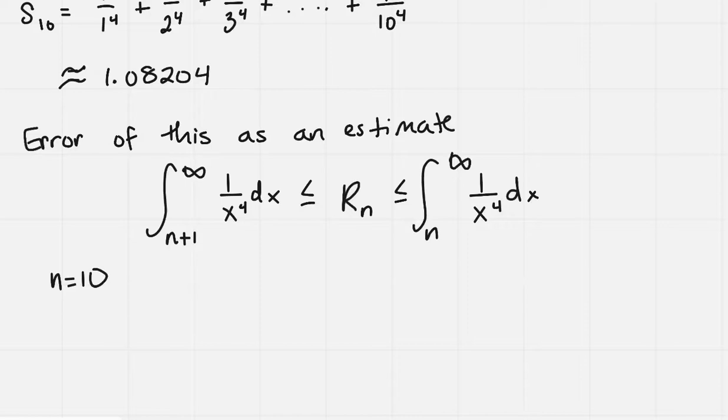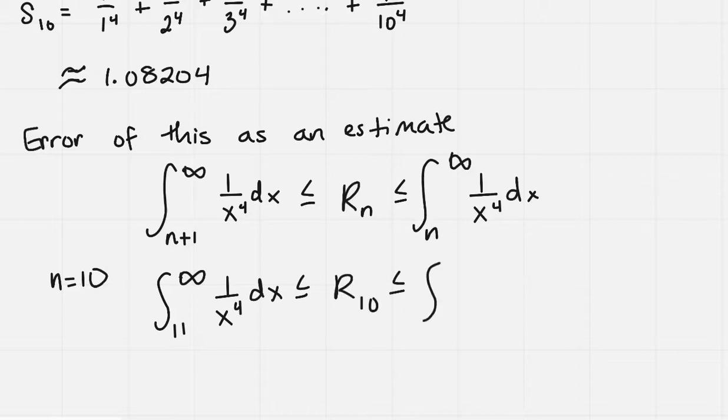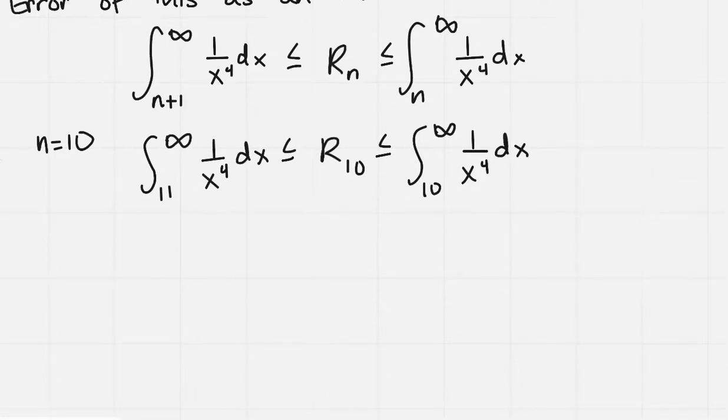So if n is 10, then this becomes the integral from 11 to infinity of 1 over x to the fourth dx, which is less than or equal to the remainder. So the remainder at 10, r sub 10, is less than or equal to the integral from 10 to infinity of 1 over x to the fourth dx. So I just let n be 10 everywhere. And now I notice I have these two integrals that have 1 over x to the fourth as the function in there. So I'm going to work on just finding the antiderivative of that.